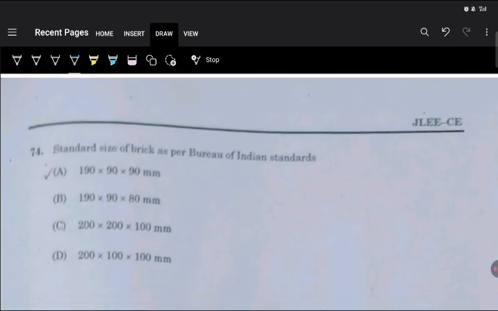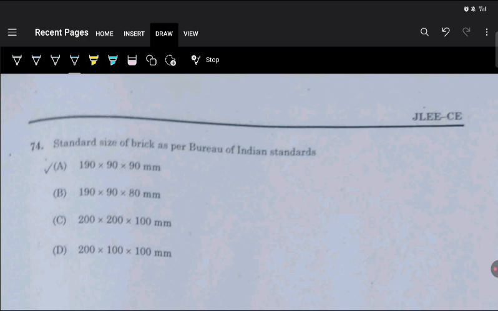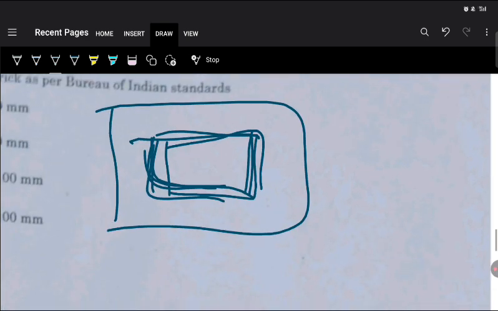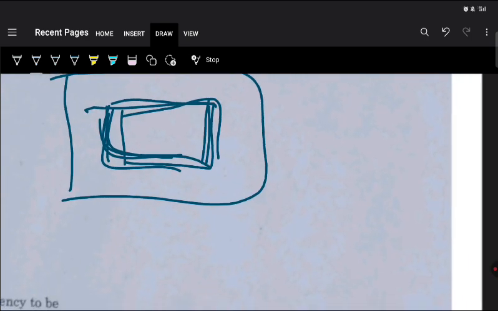Coming to the next question, the standard size of brick as per Bureau of Indian Standards, that is our 190 into 190 into 90 mm, right? One thing to remember here is the frog size. So what is a frog? This is the frog, right? So what is the standard size of a frog?